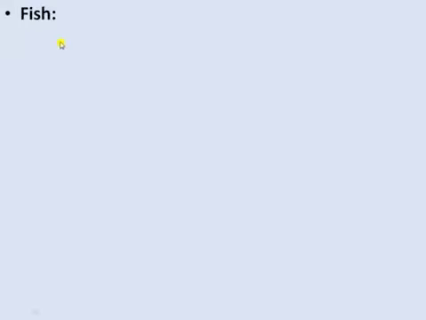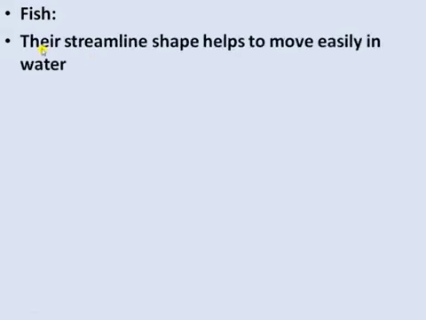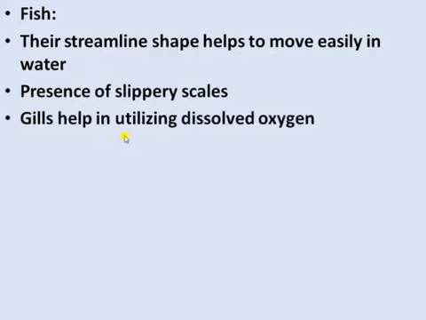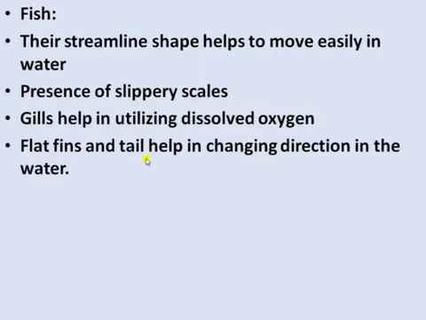Next is the habitat of fish. The streamlined shape helps them move easily in water. They have slippery scales. Gills help in utilizing the dissolved oxygen, and they have gills for respiration. Flat fins and tail help in changing direction in the water.